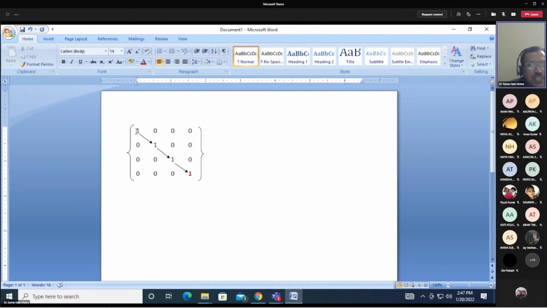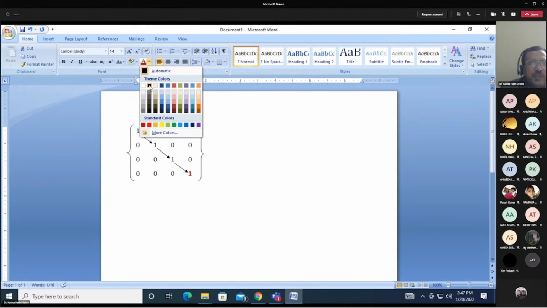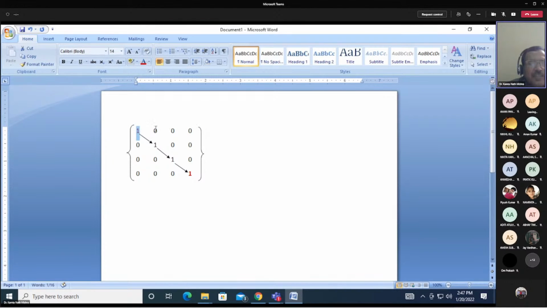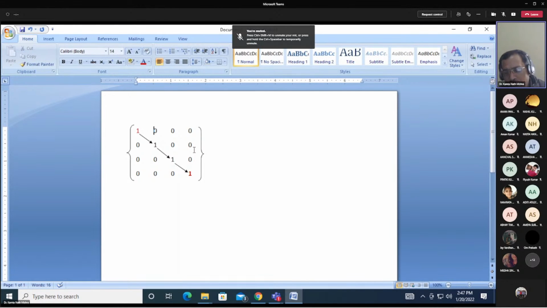It means you see this is the first one. A00 is non-zero. So all the elements right to the diagonal will become non-zero. So A01 will be non-zero now. A02 will be non-zero. And A03 will be non-zero.